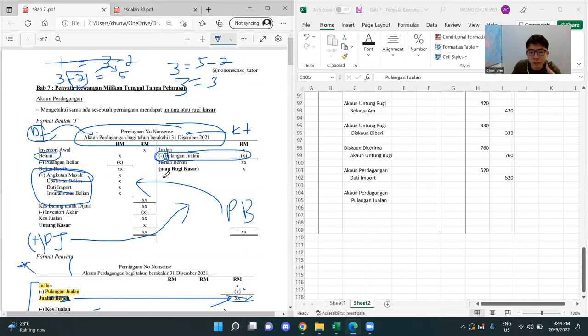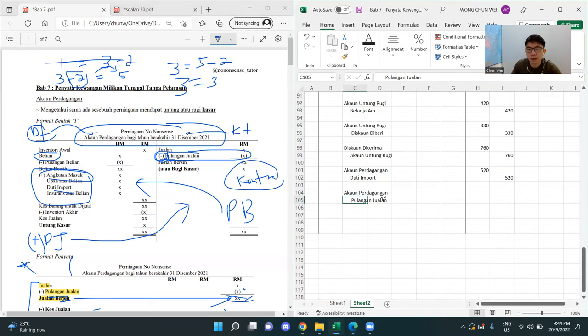That's why all these things that you see a minus sign for, they are actually account contra. Because they are not supposed to be here, but they come here by force. That's why they are account contra. Pulangan jualan, pulangan belian, susut nilai terkumpul. You know, all these are contra.